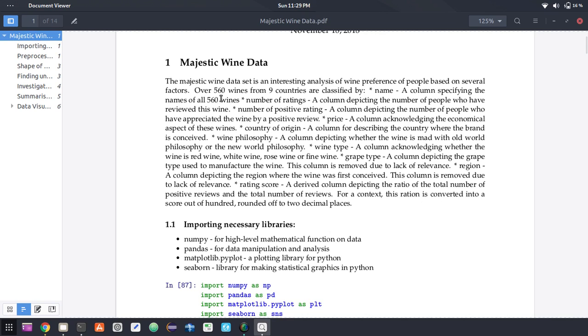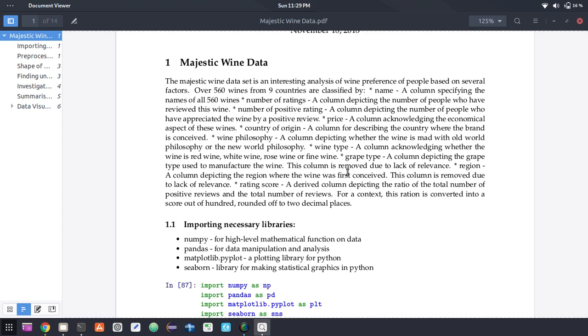And we have collected 560 wines from 9 countries, and we have classified them by their names, number of ratings, and the number of people who have reviewed that wine, the number of positive ratings, how many have approved that wine with positive feedback, the price of the wine, country of origin, where the brand was conceived, the philosophy of wine. So there are two different philosophies of winemaking. The one is the old world philosophy, and then there is a new world philosophy.